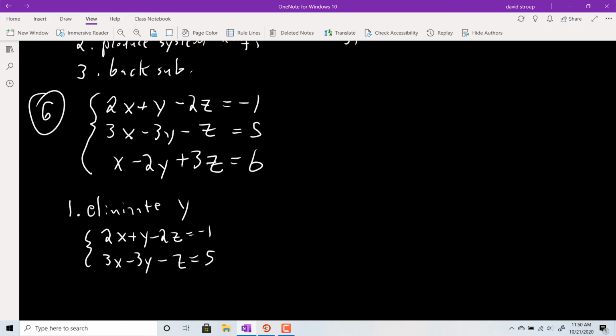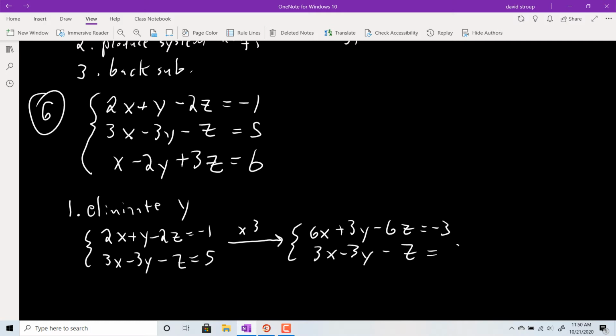Then I'm going to use the addition method. If I multiply the first one by 3, I'll end up with something that eliminates y. So 6x plus 3y minus 6z equals -3, and 3x minus 3y minus z equals 5. I'm going to add those together. So 6x plus 3x is 9x, the y's cancel, and then minus 7z equals 2. So there's my first equation.